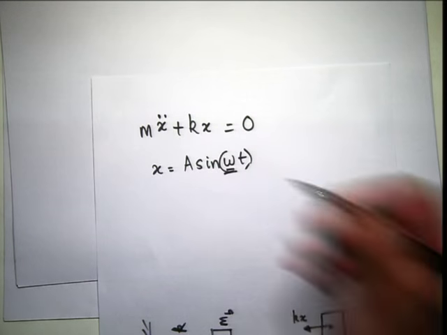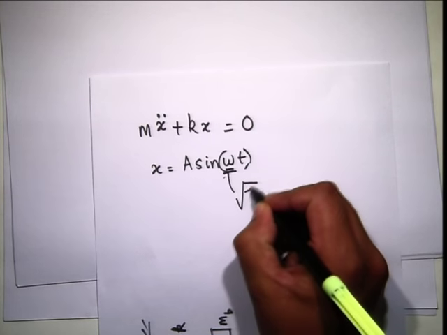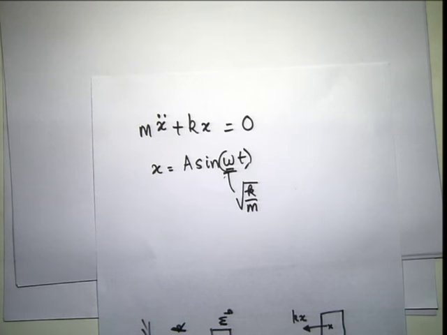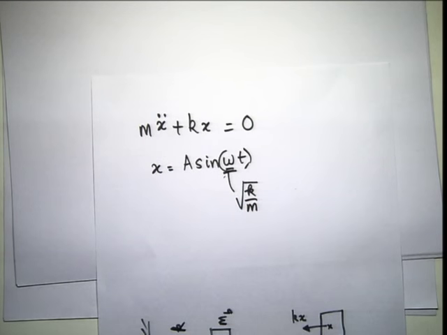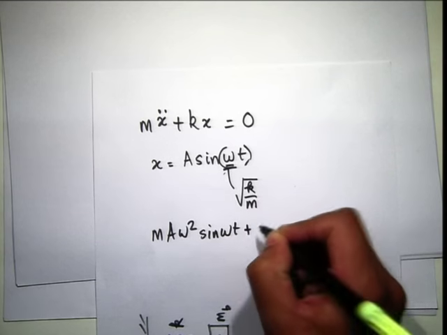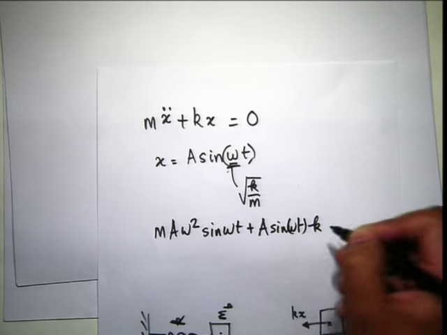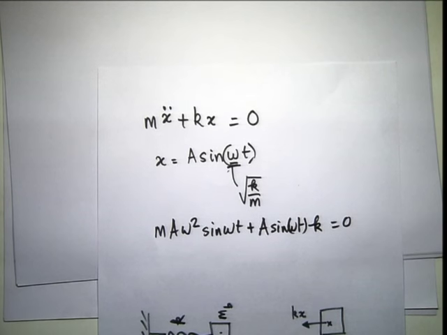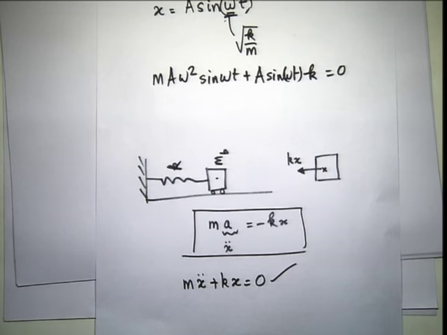This omega that we are talking about happens to be the root of k by m. It's not difficult to convince yourself. If you take x as a sine omega t and just plug this in, you get minus m a omega square sine omega t plus a sine omega t k equal to 0. Then you find out that omega has to be the root of k by m. It cannot be any omega, but a specific omega. This is how this toy problem behaves.